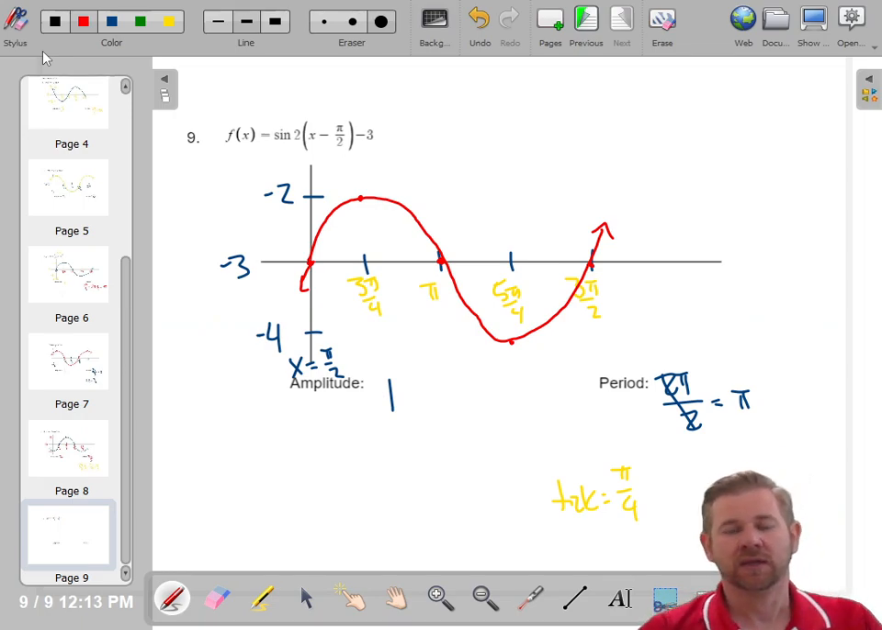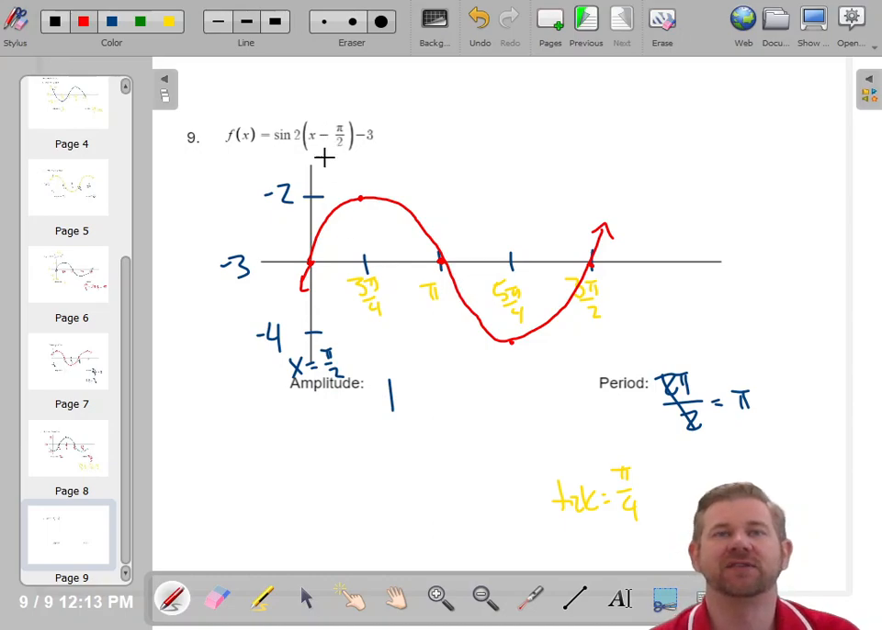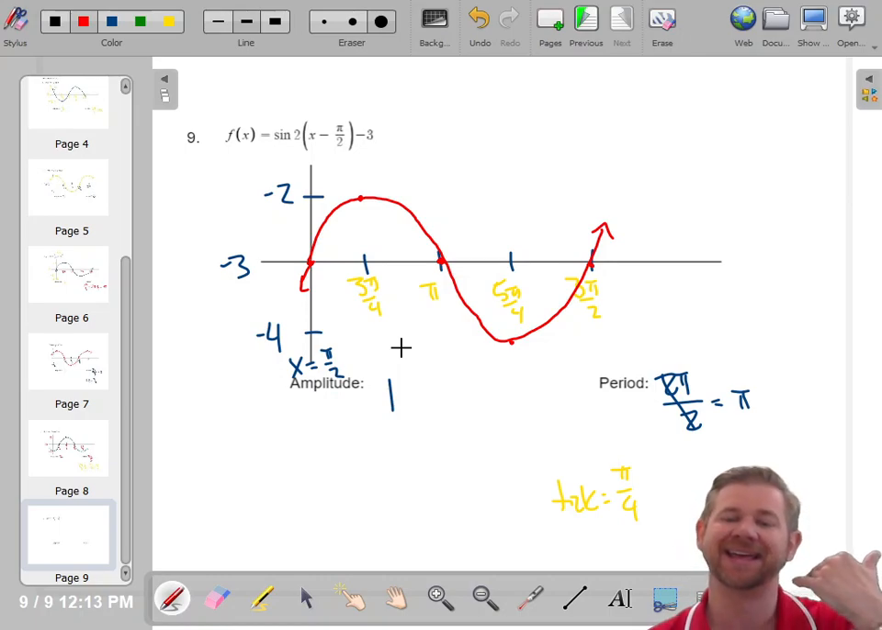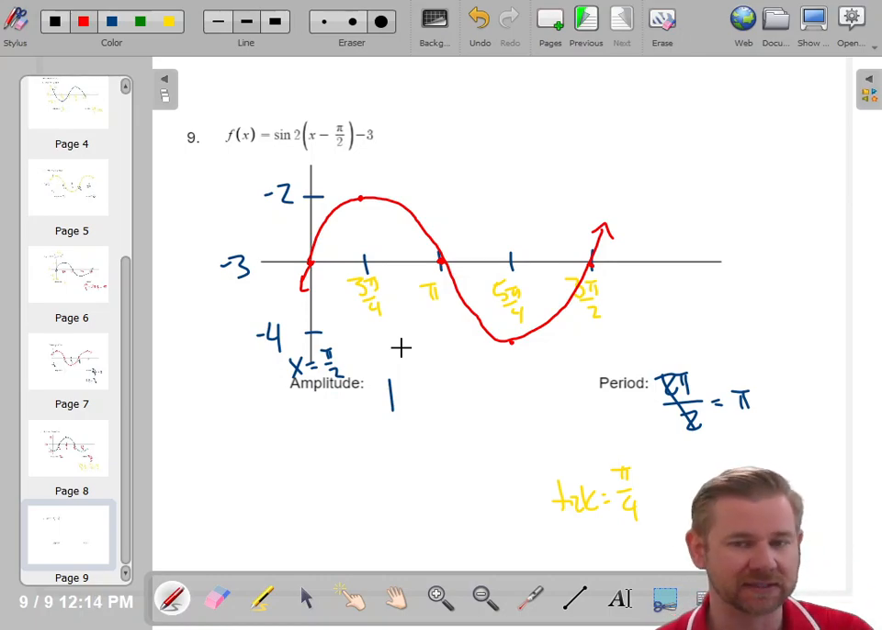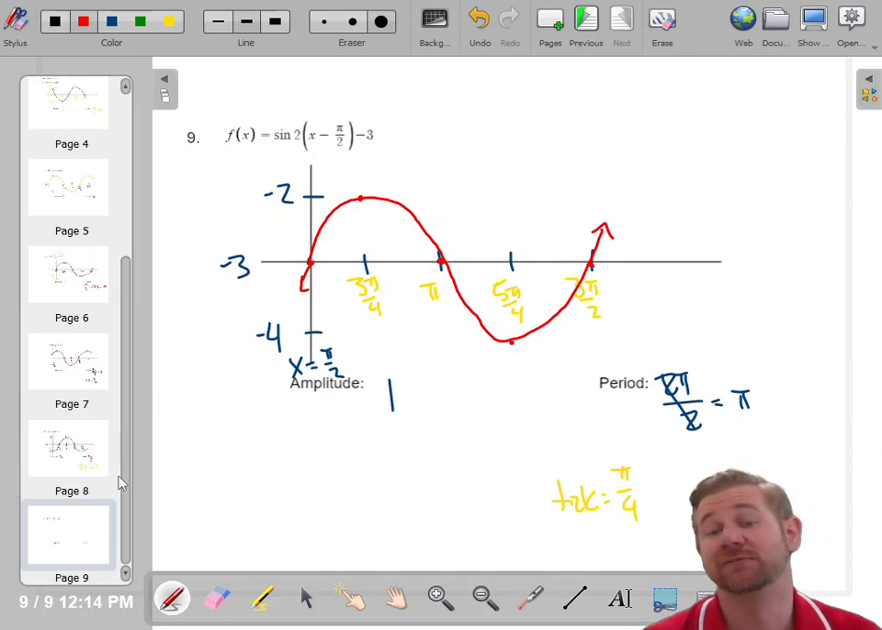Okay? So it's important that you guys can recognize the phase shift so you can use Desmos. But everything else you shouldn't really need Desmos for. You can use Desmos, but the more you can do without it, the easier this is going to be for you because it makes more sense.